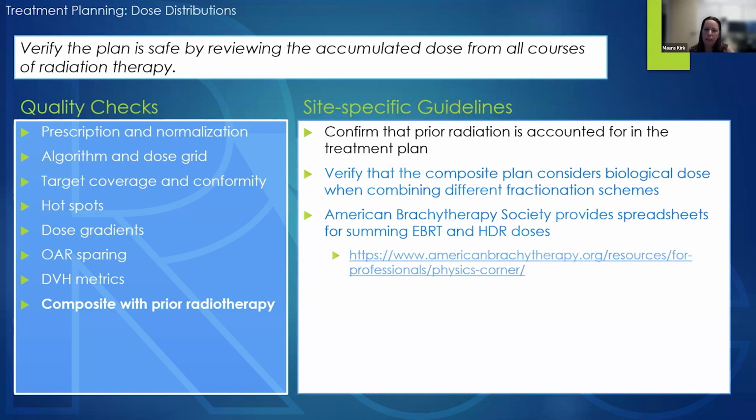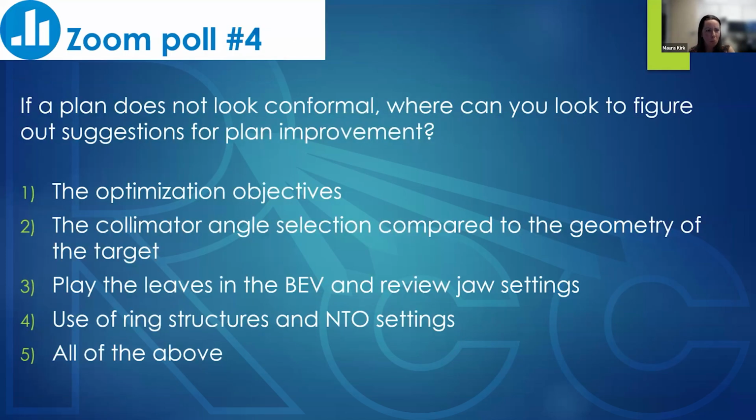And you should verify that the composite plan considers biological dose when combining different fractionation schemes, including LDR and HDR cases. The American Brachytherapy Society, and I've provided the link below, has some great spreadsheets for summing EBRT and HDR doses. And this is our final Zoom poll.